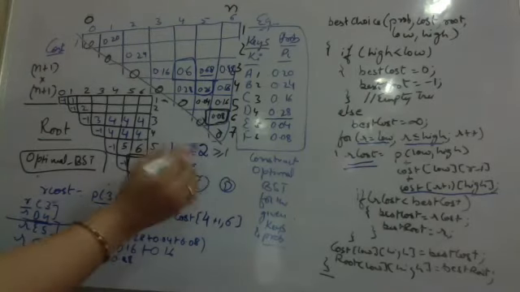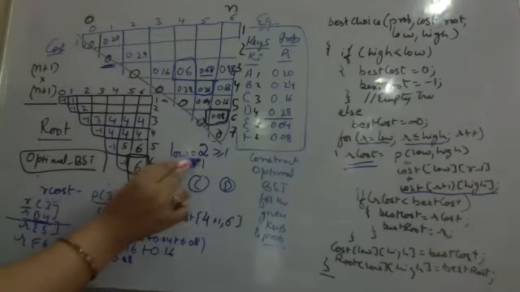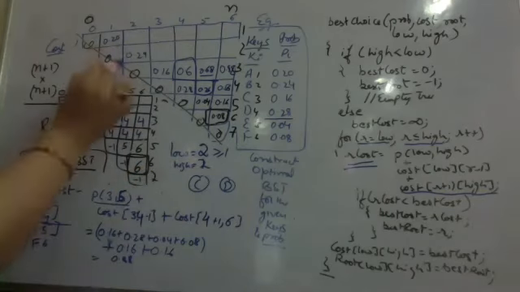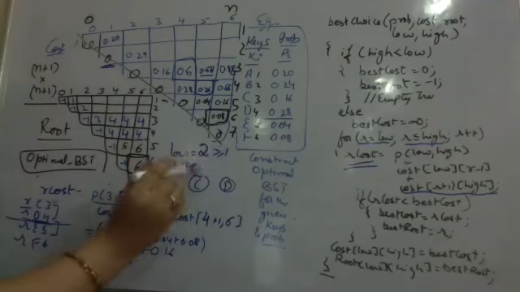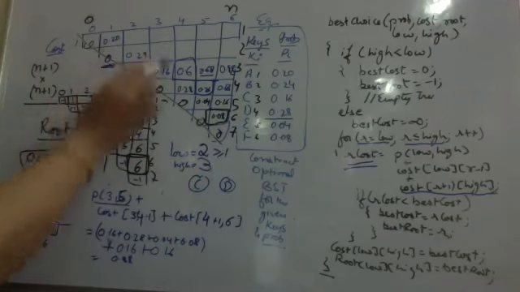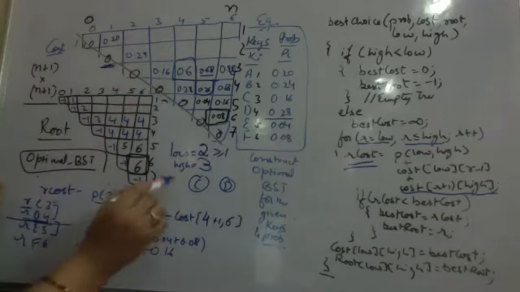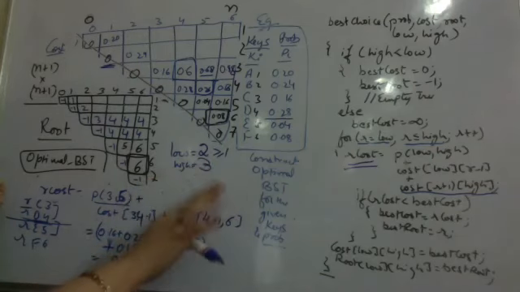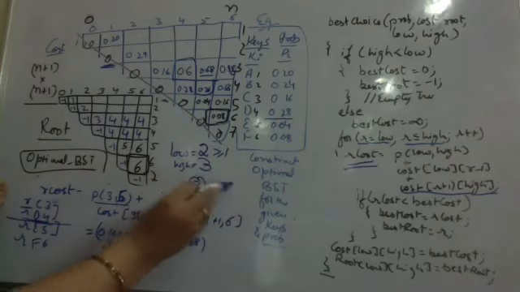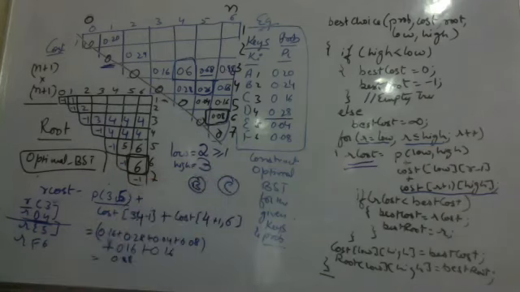High is initially low minus 1, which is 1. So 1, 2: this value becomes 0. Then high changes to 2. 2, 2 becomes the probability of 2. Then high changes to 3. 2, 3: we have to check B or C, which is the root. Now I have to check out of B and C which is the root.